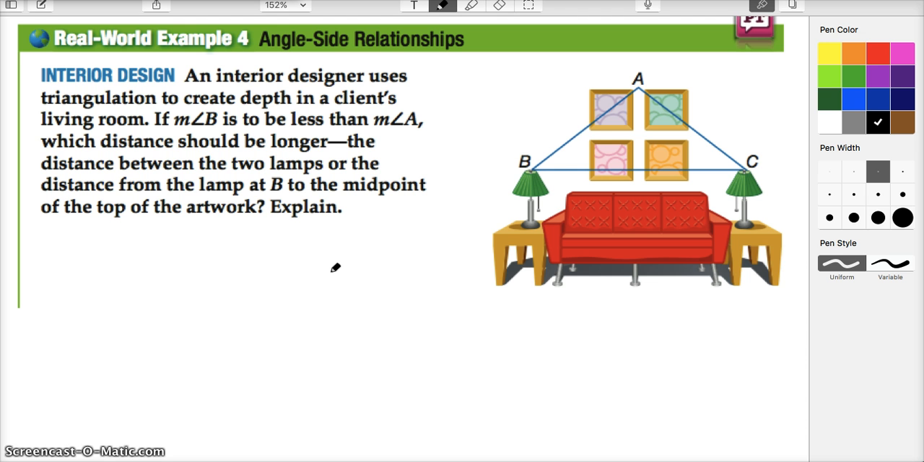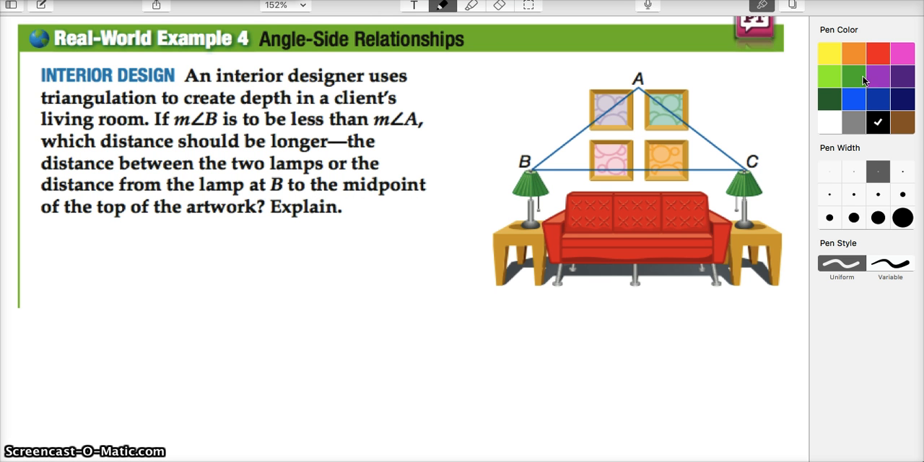So angle side relationships. Let's just see if we can find the math in this business. An interior designer uses triangulation to create a depth in a client's living room. If the measurement of angle B is to be less than the measurement of angle A, which distance should be longer, the distance between the two lamps or the distance from lamp B to the midpoint at the top of the artwork? And we're to explain.